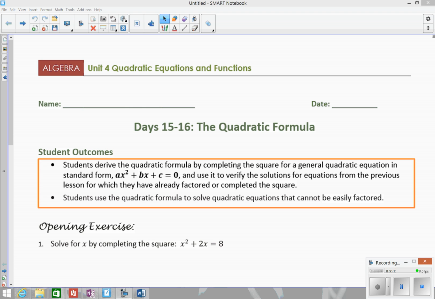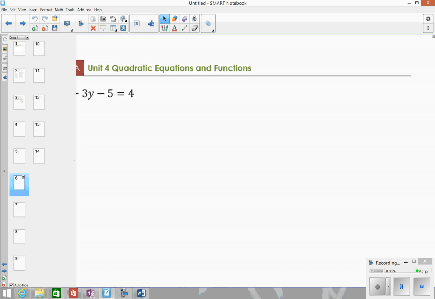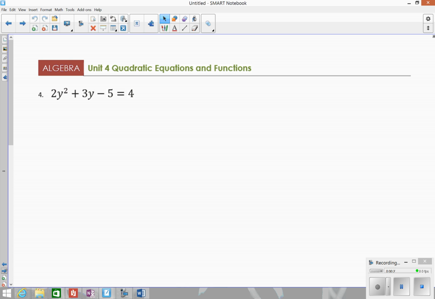And then what I want you to do is turn to the page that has number 6 on it. So you were supposed to do 3, 4, and 5 for homework. So I will be checking those tomorrow. So if you haven't done them, make sure that you get those done so that you get full credit tomorrow.